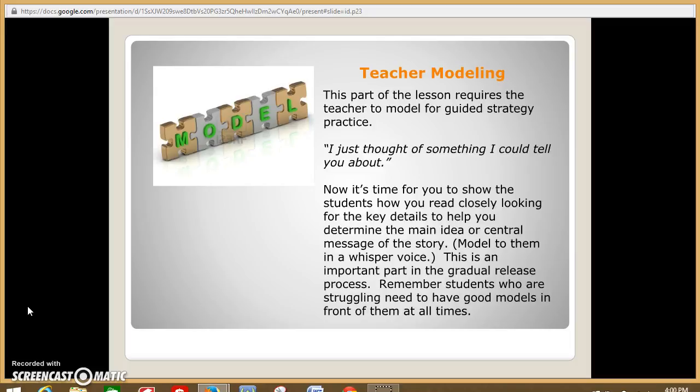You will be introducing and creating the main idea, key details anchor chart with your students as you read through the first few pages of The Snowy Day. Use the Think Aloud strategy to demonstrate how to closely read the text, looking for 1 or 2 key details to add to the anchor chart.